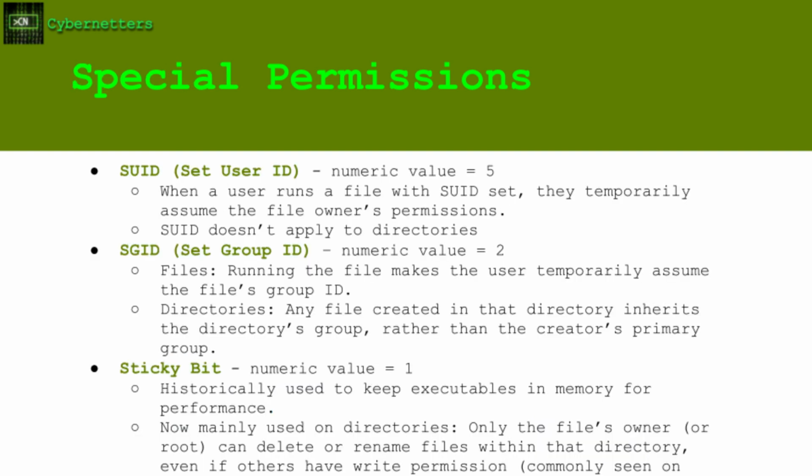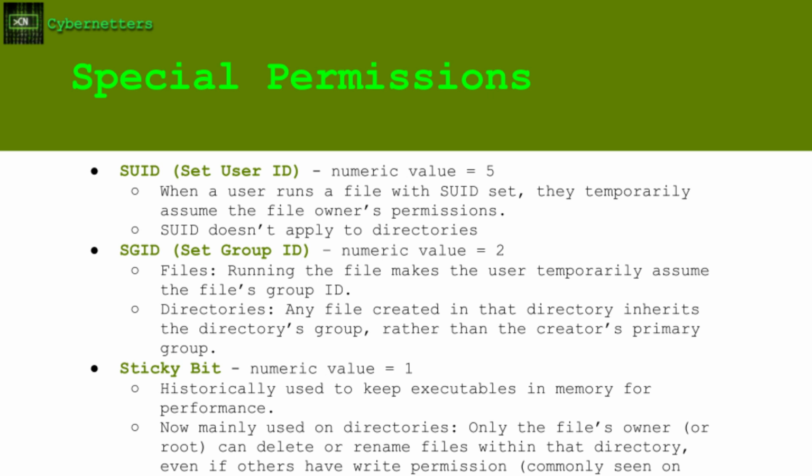So let's talk about the special permissions in Unix. These are beyond the standard read, write, and execute settings, which provide additional control over files and directories. When a user runs a file with SUID set, they temporarily inherit the owner's permissions. This is commonly used for system utilities that require elevated privileges, like passwd. SUID, remember, only applies to files, not directories. Think of it like borrowing a VIP pass. You temporarily gain the special access while using that program.